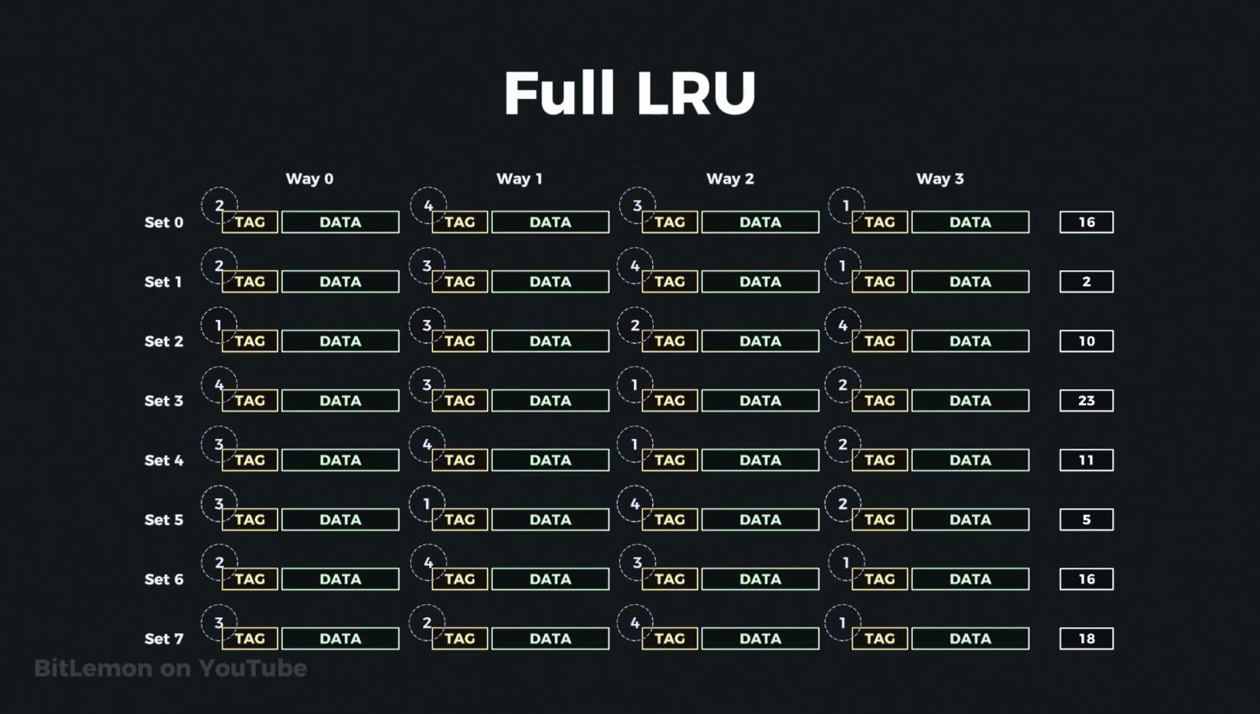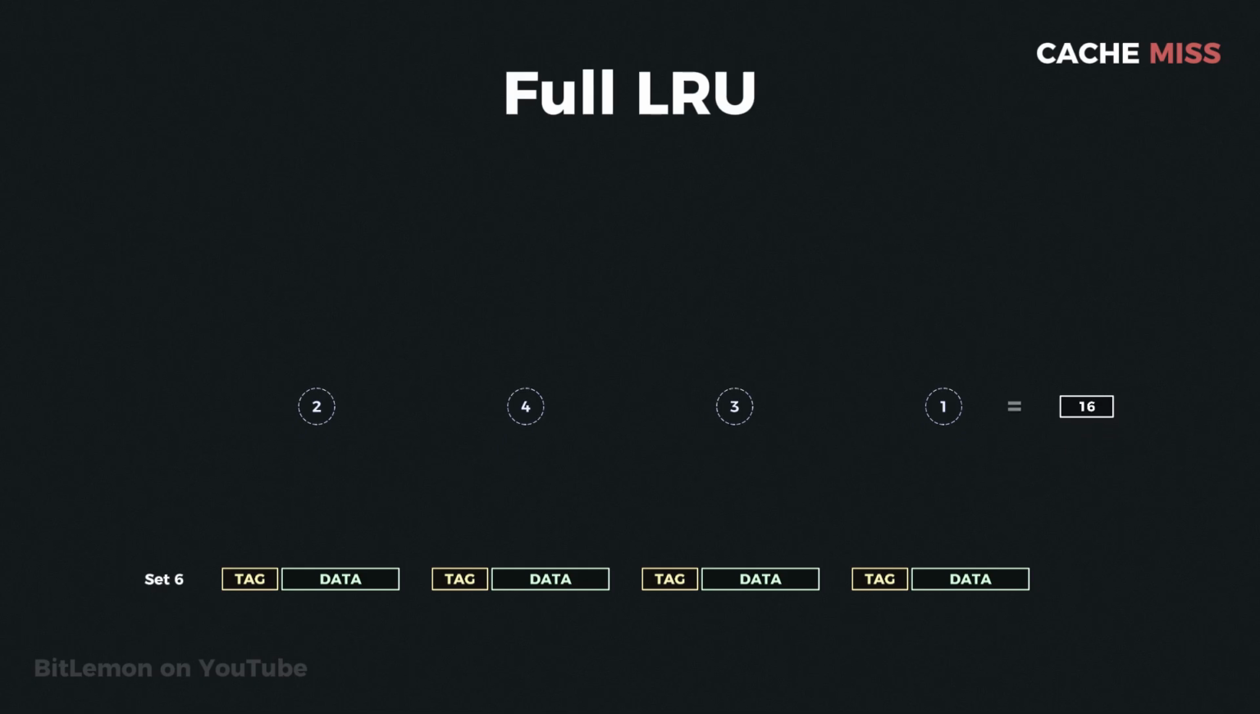If the cache is full and a cache miss occurs, the LRU bits are decoded, and the last cache line in that order, which is guaranteed to be the least recently used, is evicted. The new data is then loaded into that slot, and the LRU bits are updated to reflect the new access order.